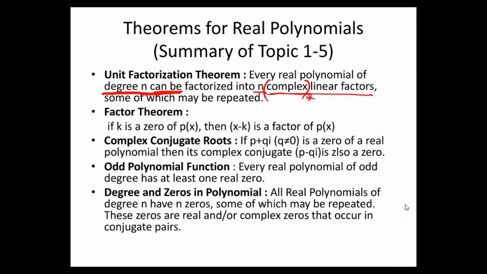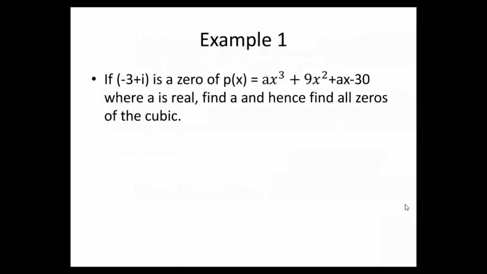All right, guys. So what we're gonna do, we're gonna just utilize all our knowledge so far in topics 1 to 5 and then solve some problems. All right, let's do this. If negative 3 plus i is a zero of P(x) = ax cubed plus 9x squared plus ax minus 30, where a is real, its leading coefficient, find a, and hence find all zeros of the cubic.